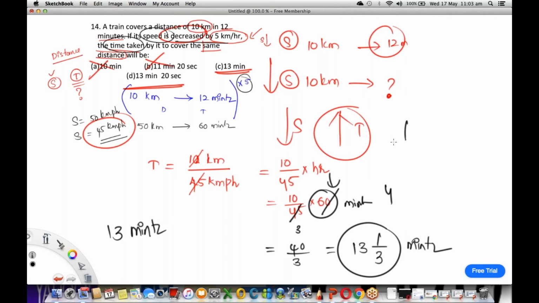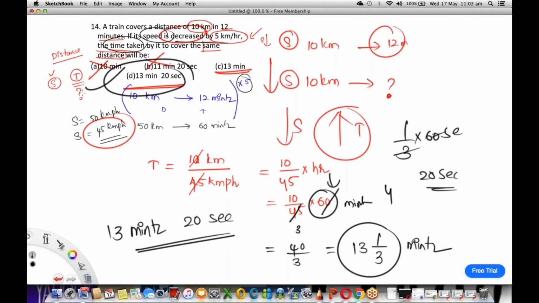1 by 3 minute means, since 1 minute can be written as 60 seconds, 1 by 3 of 60 seconds, that is nothing but 20. So 13 minutes 20 seconds is going to be my exact answer. So I can pick my answer choice as option D.